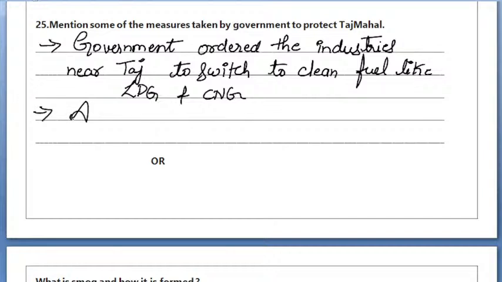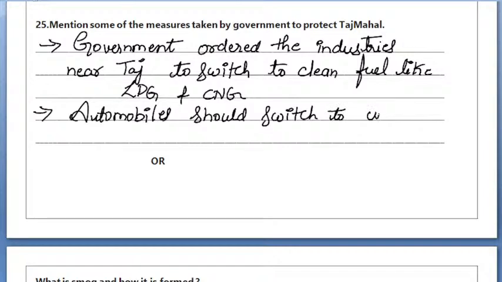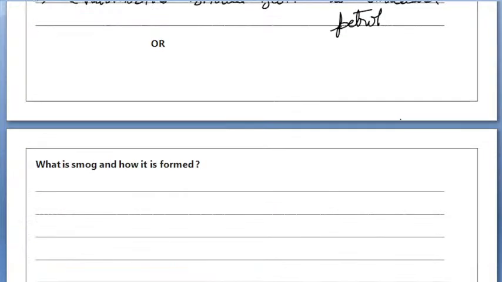Second point, automobiles, that means the vehicles, should switch to unleaded petrol. They have to switch to unleaded petrol. This is the second thing they have to follow, which has been ordered by the government. This is very important. So next question, let's go for the next question, children.